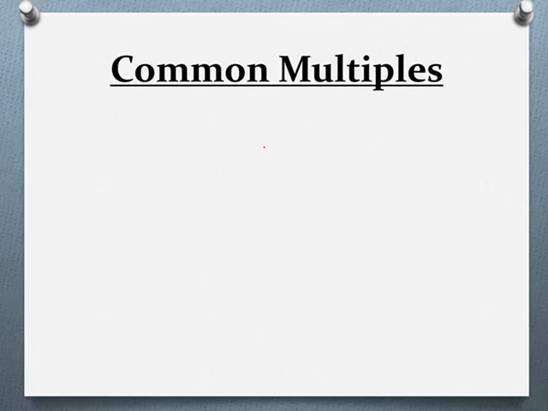Now let's learn about common multiples. So let's learn by doing an example. So I'm taking two numbers 2 and 4 here. So let's find the common multiples of 2 and 4. In order to find the common multiples, you have to write the multiples of 2 and 4. Here I am going to write the first 10 multiples of both 2 and 4.